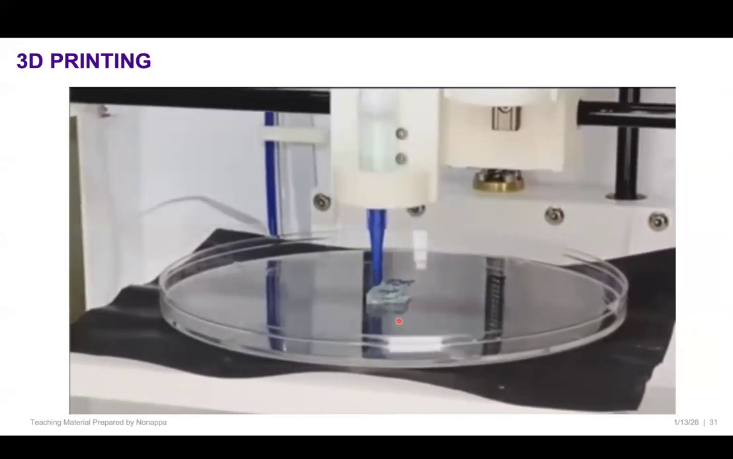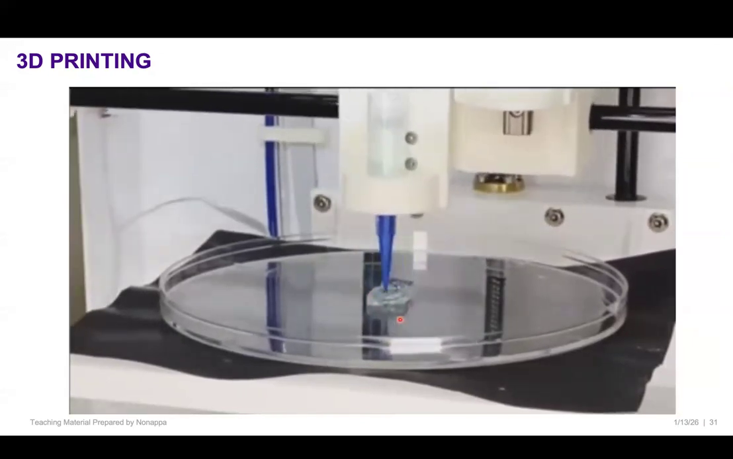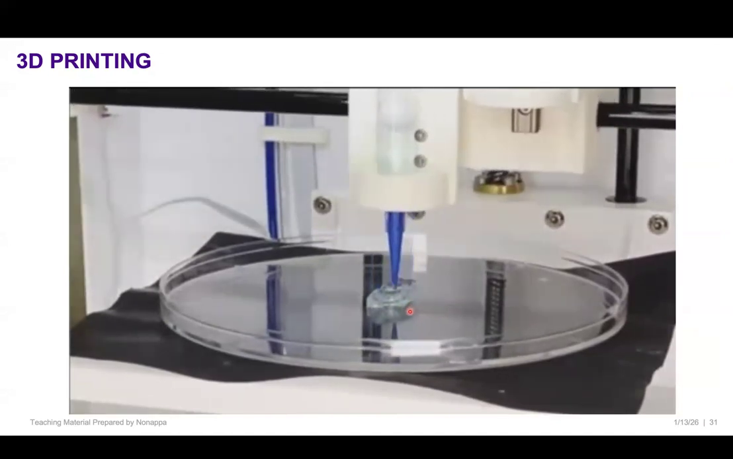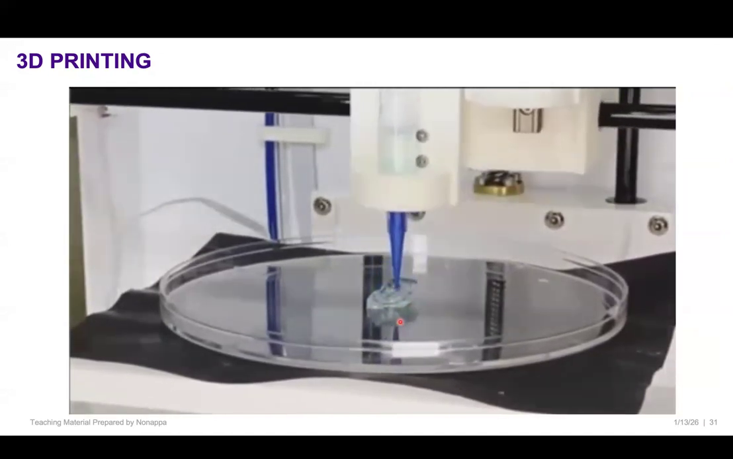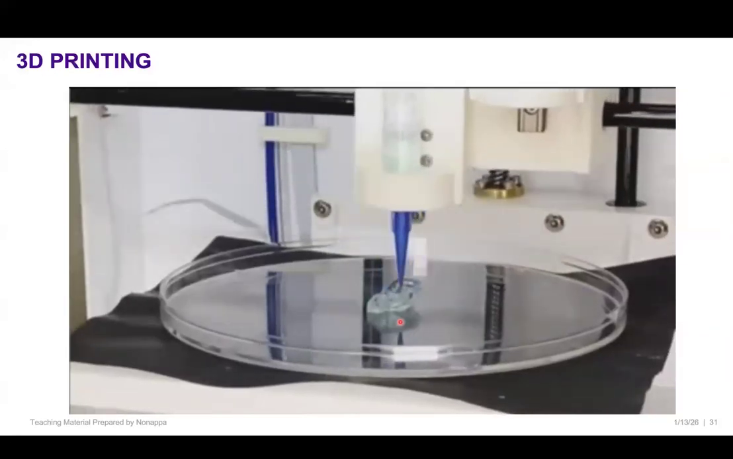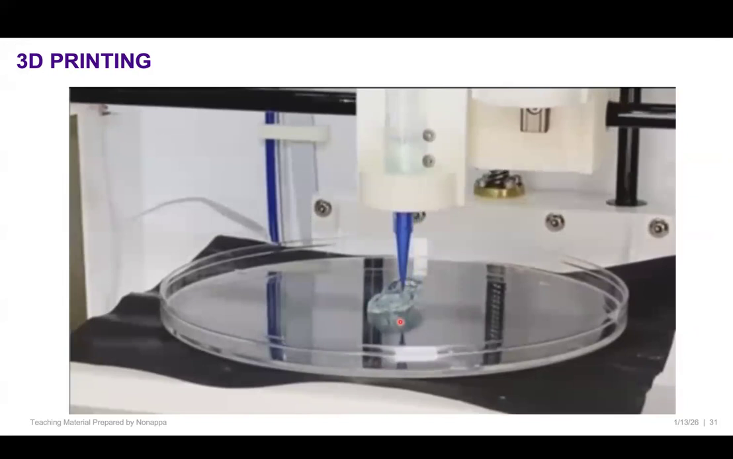This is a 3D printing of a human ear like structure using these agarose alginate based gels, and it is very rapid. It doesn't take much time, but you can make any type of shape because the shape is very robust.